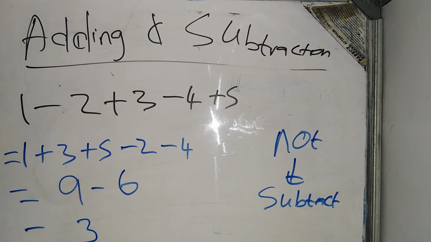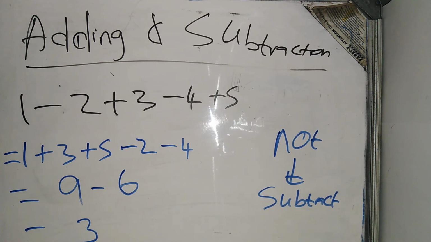And then what about the sign? We take the sign of the bigger number. What is the bigger number here? It is 9. What is the sign of 9? It is plus. So we have plus here. We can put plus or we can just leave it like this because the default sign is plus. So ladies and gentlemen, this is how you add and you subtract.